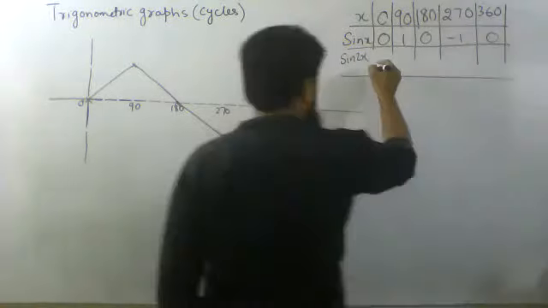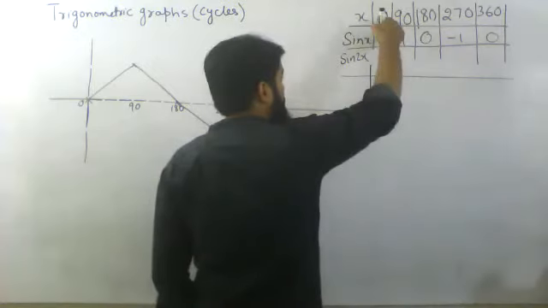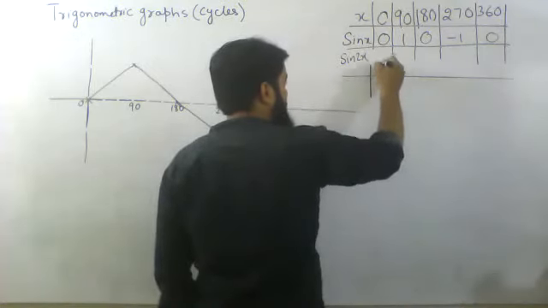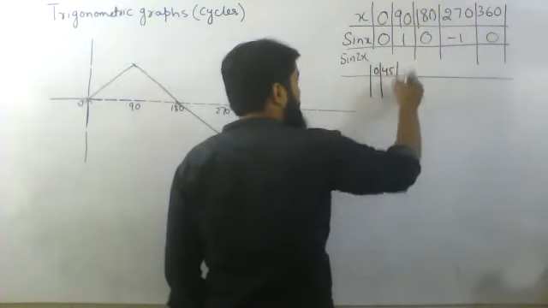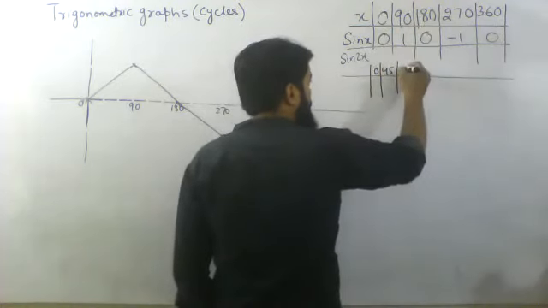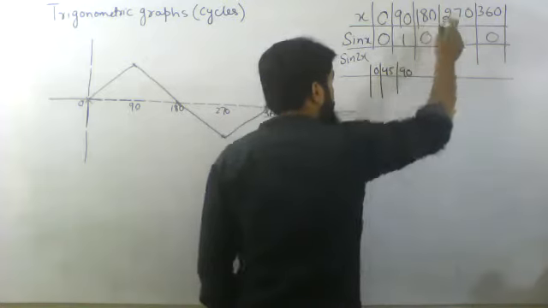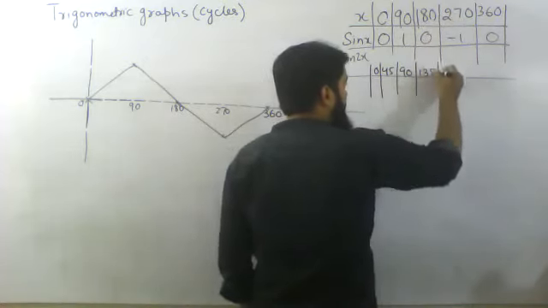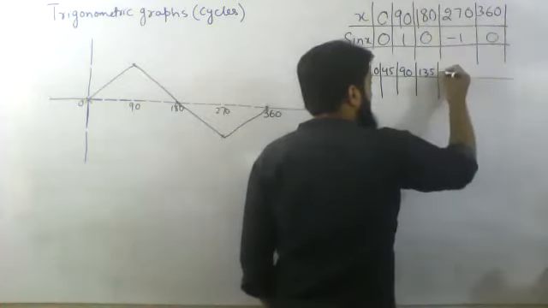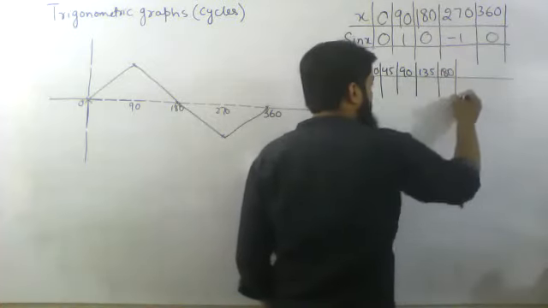So what will happen then? 0 divided by 2 will remain 0. 90 divided by 2 will be 45. 180 divided by 2 will be 90. 270 divided by 2 will be 135. And 360 divided by 2 will be 180.